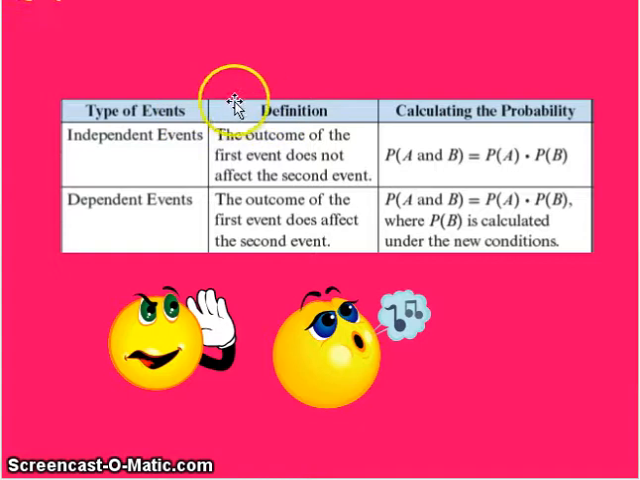Independent events, here's some definitions, just some general stuff. The outcome of the first event does not affect the second, so you just multiply their probabilities. Dependent events, the outcome of the first does affect the second. So you still multiply their probabilities, but B is calculated under new conditions.